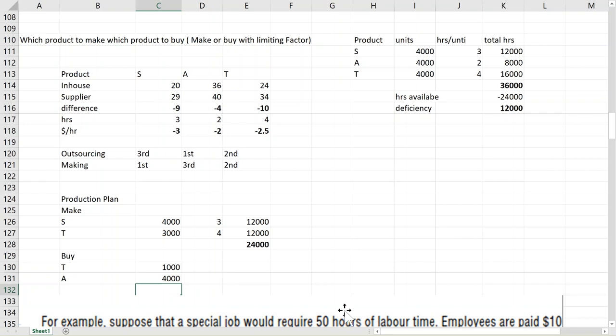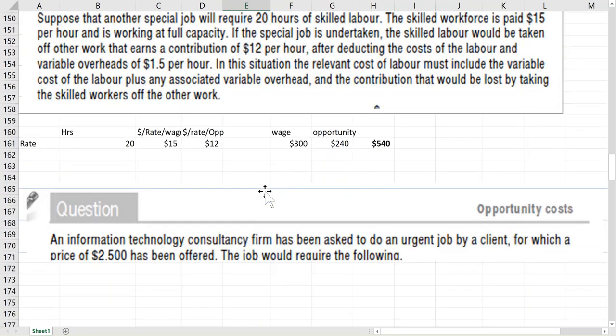So this is make or buy decision with limiting factor. Even though all of these products cost expensive outside, we still have to buy a little bit of T and the whole of A, because we are not able to do it ourselves. We don't have capacity for it. Next, let's look at make or buy decision without limiting factor.